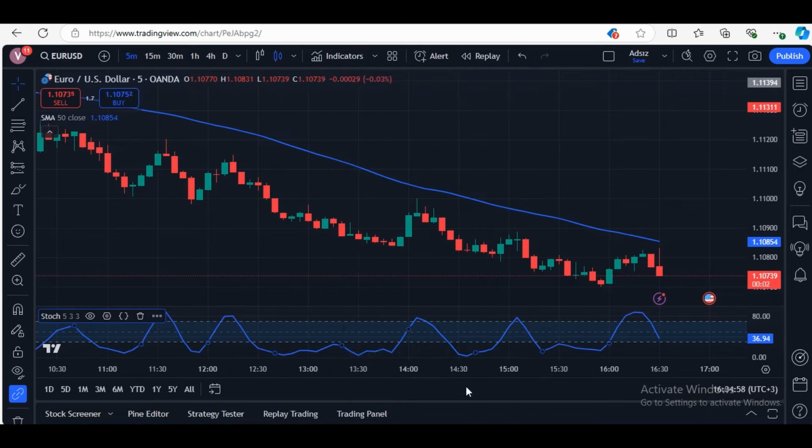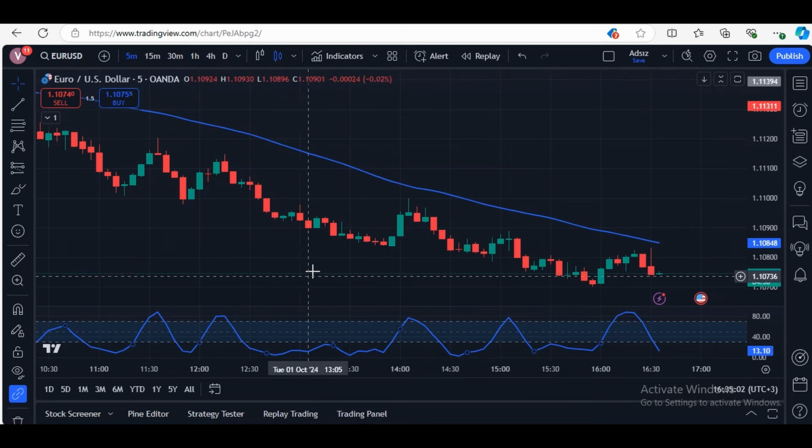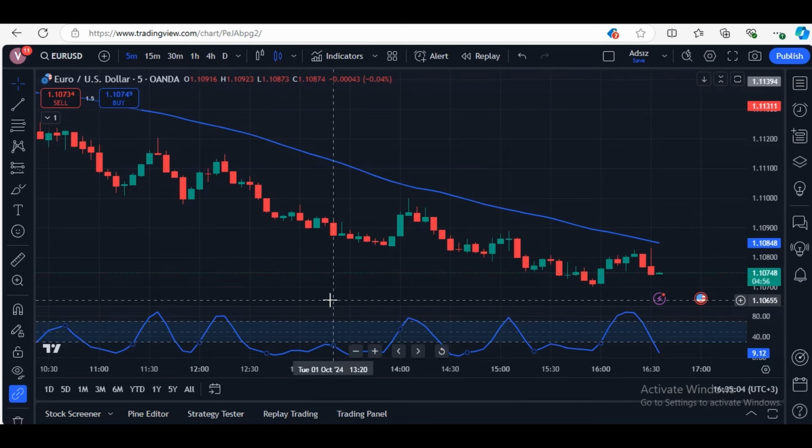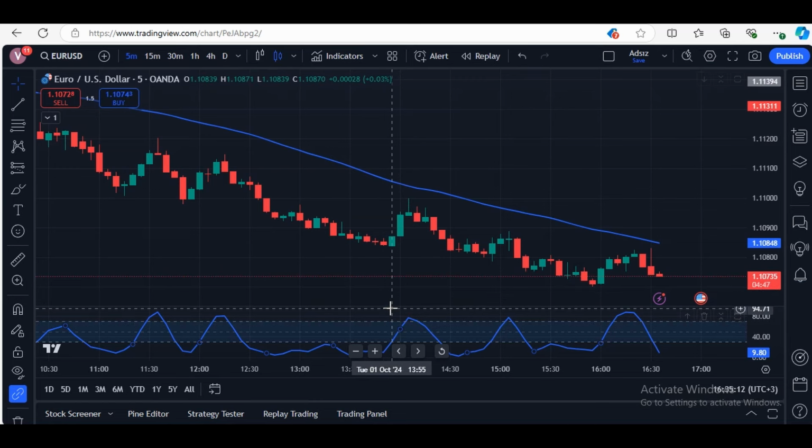Setting candlestick charts as Heikin Ashi. Finally, we need to change our candlestick charts to Heikin Ashi. This chart type helps us to see trends more clearly. Briefly, let me tell you about these indicators. Simple moving average helps us determine the trend direction, while stochastic makes it easier to see overbought and oversold zones.